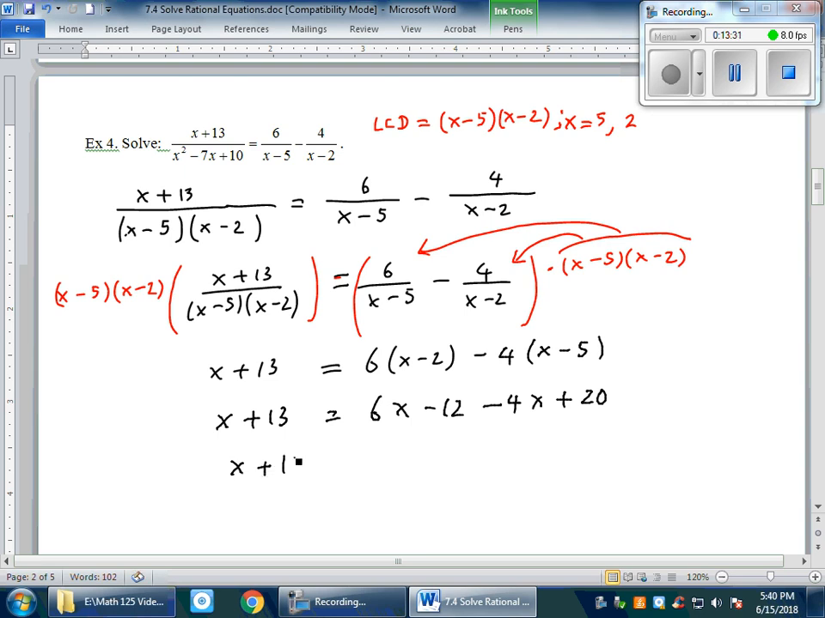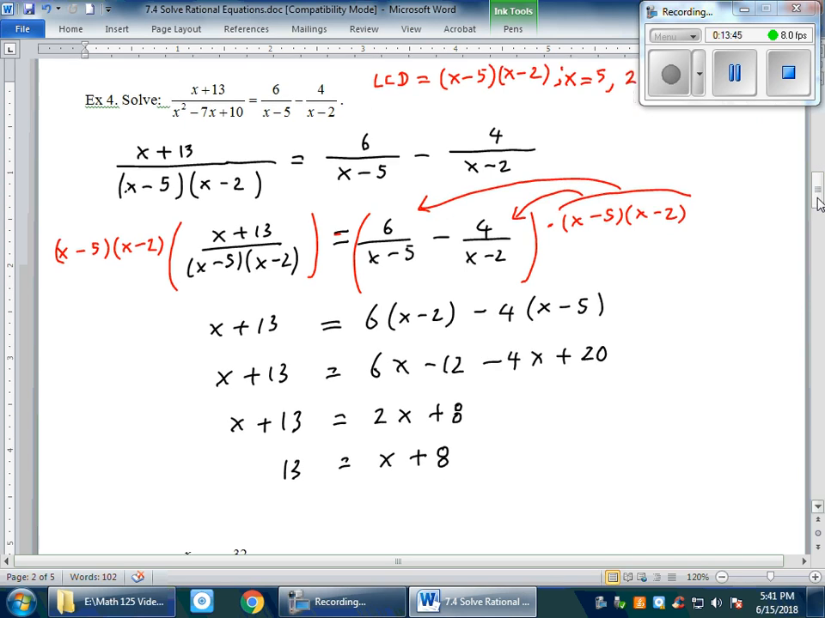Continue solving this linear equation. That will give me 2x plus 8. Subtracting x on both sides, and then subtracting 8 on both sides. That's what we got. x is equal to 5.